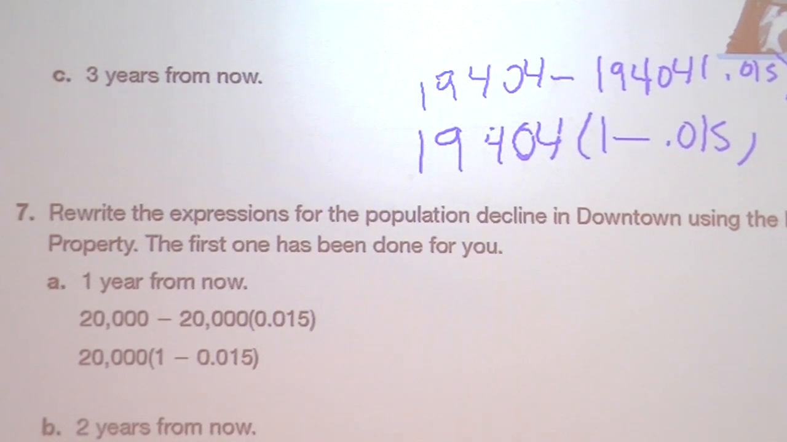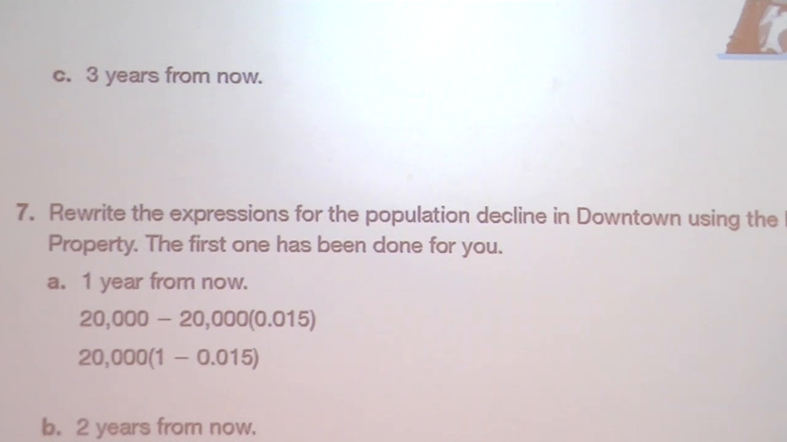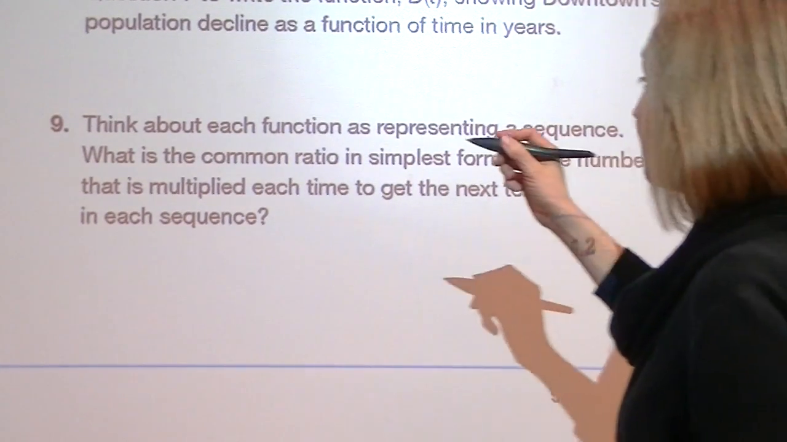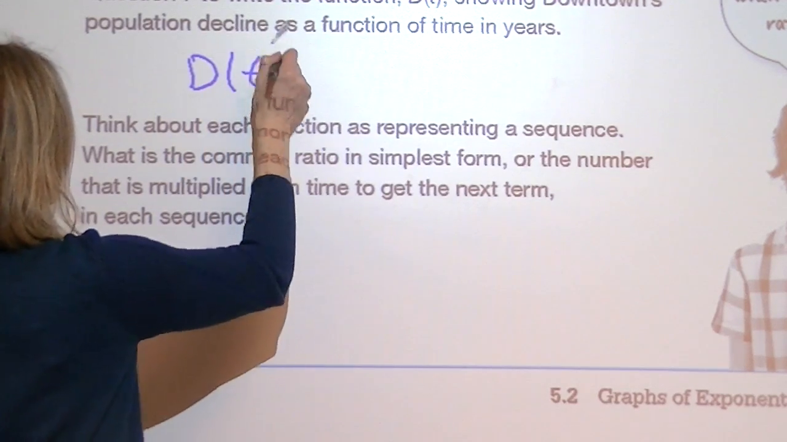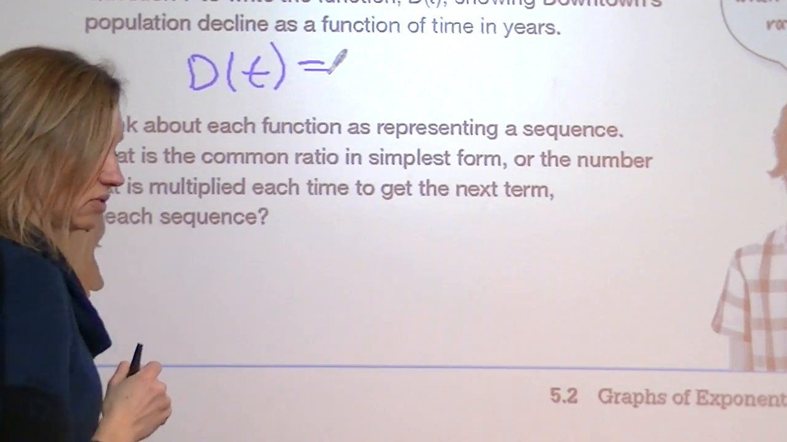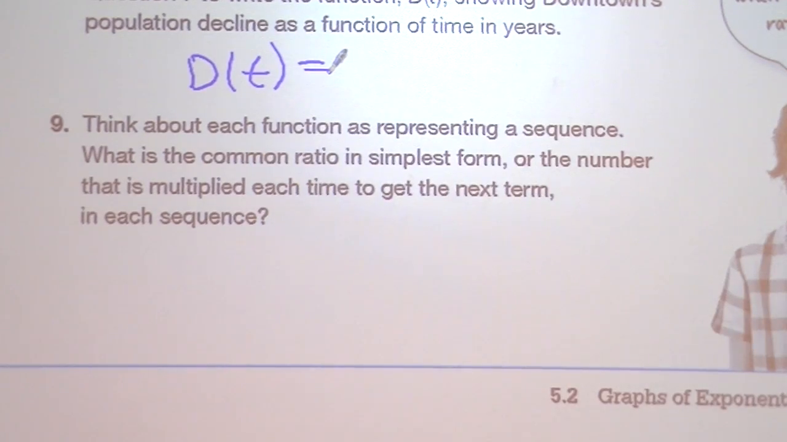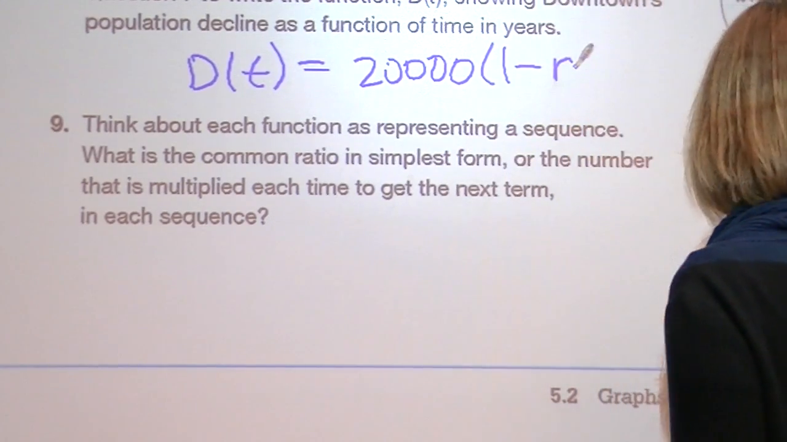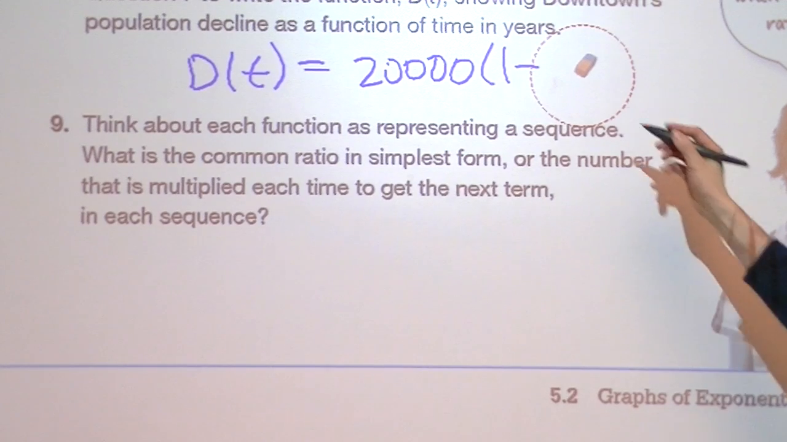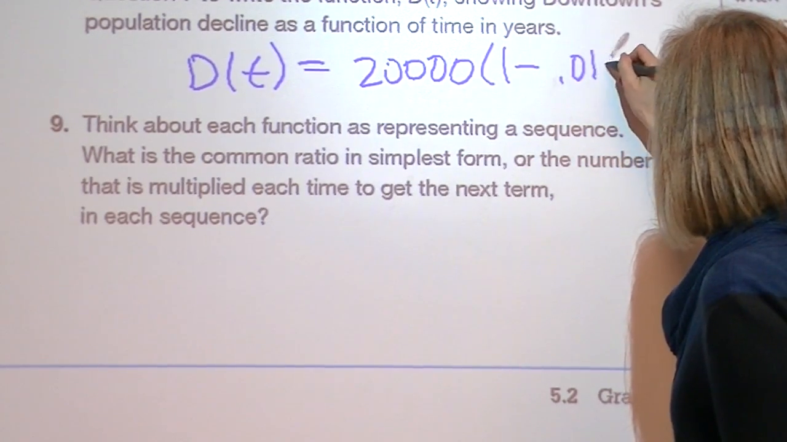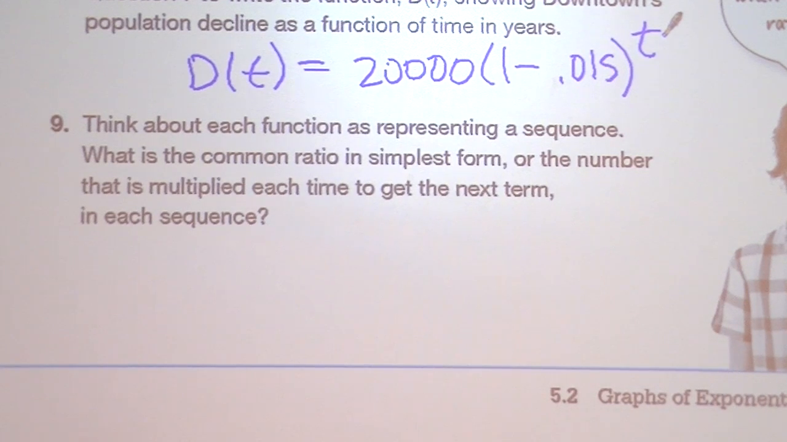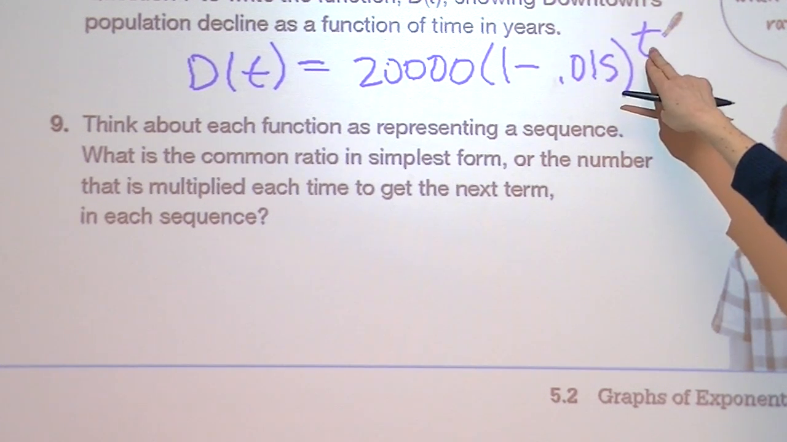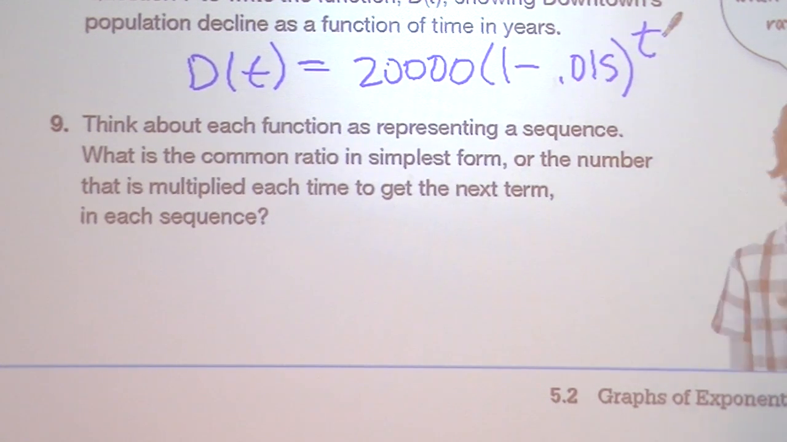And then the general equation for that, the downtown equation, is the initial, which was 20,000. The r was 0.015, times the time. And so that will get us to any time you want to know about. If you can replace t with 5 years or 6 years, that gets you anything you need to know.